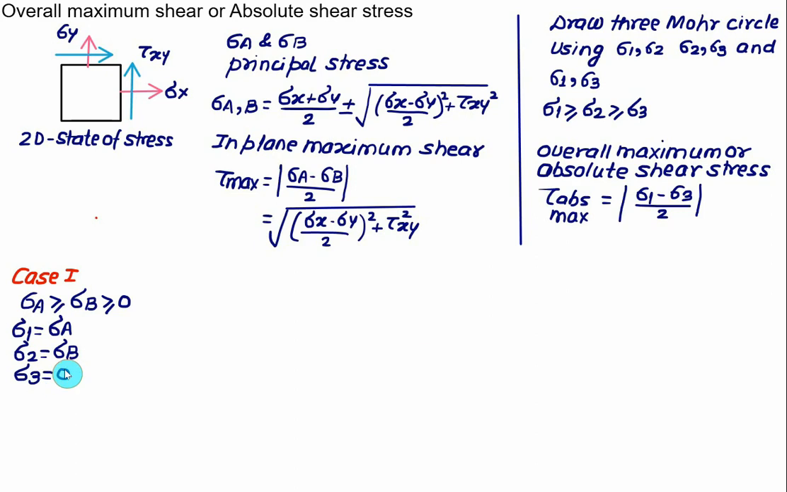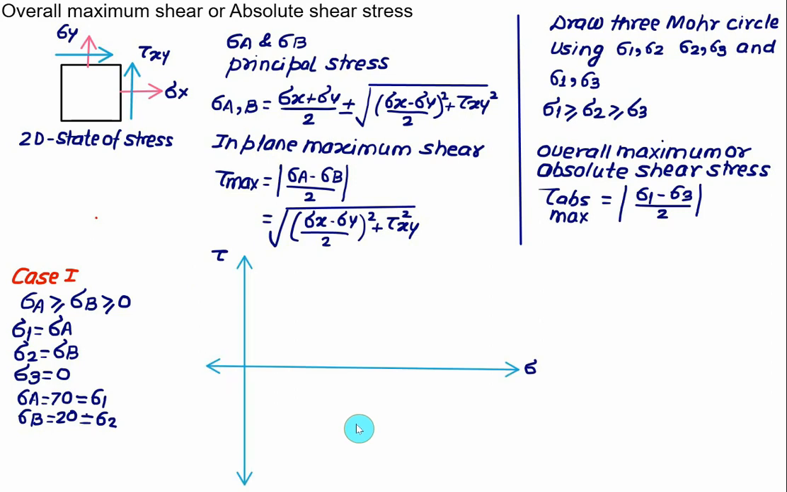Let's say we have an example here, we have sigma A equal to 70, and sigma B equal to 20. So 70 is higher as compared to 20, so our sequence is correct. And the least value in this case you have to assign to sigma 3, that is equal to 0. Sigma A is the same as sigma 1, sigma B is the same as sigma 2, and sigma 3 will be equal to 0. This is just an example I am giving you where both the values of principal stress for the given state of stress are positive.